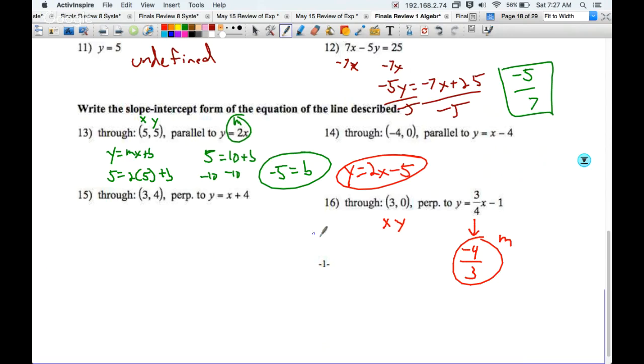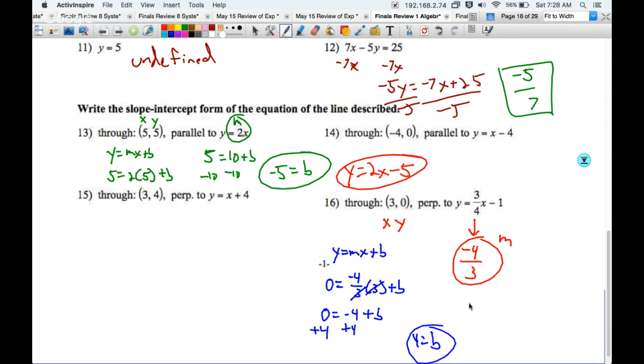So start with y equals mx plus b. That's going to become 0 equals negative 4 thirds times 3 plus b. 3's cancel out. 0 equals negative 4 plus b. Add 4 to both sides. 4 equals b. And now we're at the equation y equals negative 4 thirds x plus 4.